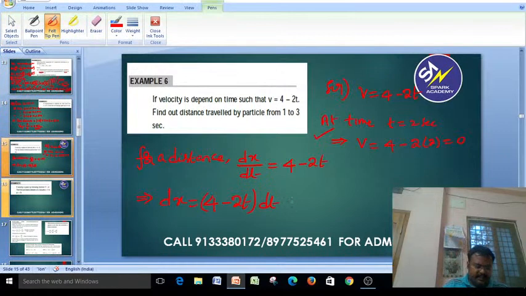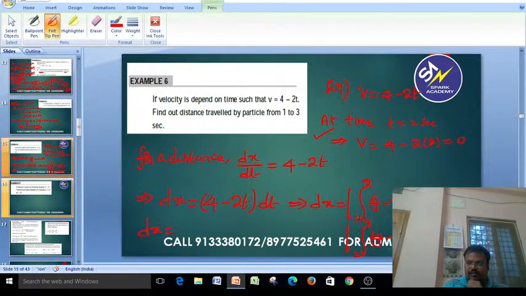So what you will get? So dx is equal to modulus of integration of 4 minus 2t into dt, it is from 1 to 2, plus integration of modulus of 4 minus 2t into dt, it is from 2 to 3. So like this you have to take. You will get the answer here.